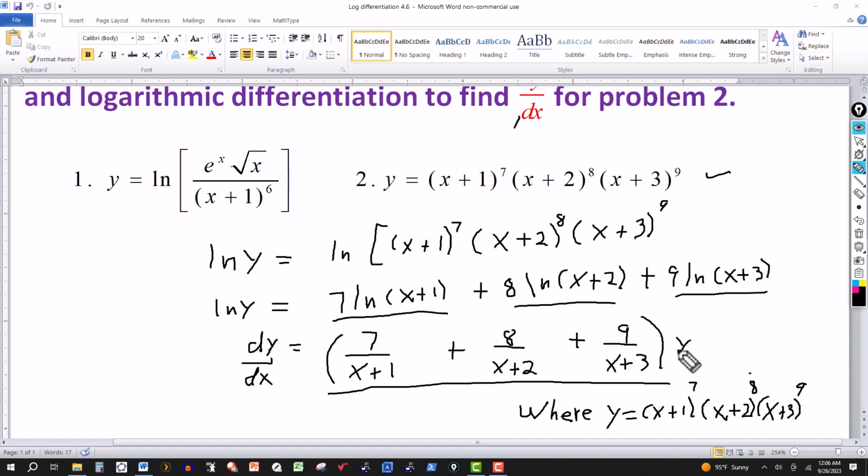And instead of putting this y here, the way I did there, and then saying where y is equal to this, you can just write this whole thing here. Instead of this y here, put parentheses right here, and put x plus 1 to the 7th, times x plus 2 to the 8th, times x plus 3 to the 9th. Either way you want to do it.